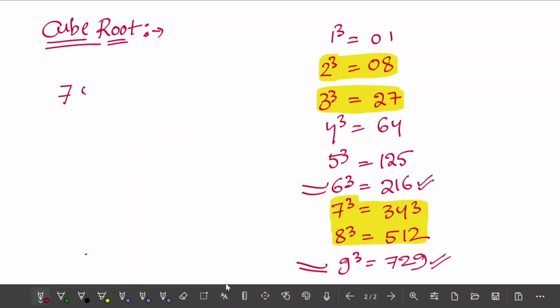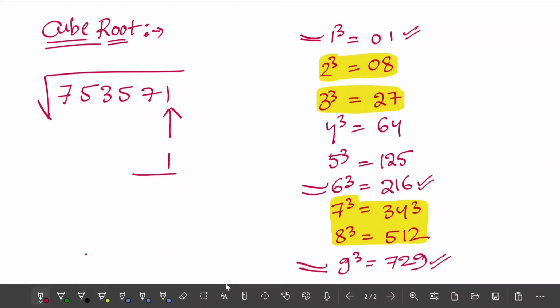753571. Okay. So the unit digit is number 1. In order to get 1, the unit digit should be 1 only. Now leave the 3 numbers from the right. Leave these 3. Now take 753.